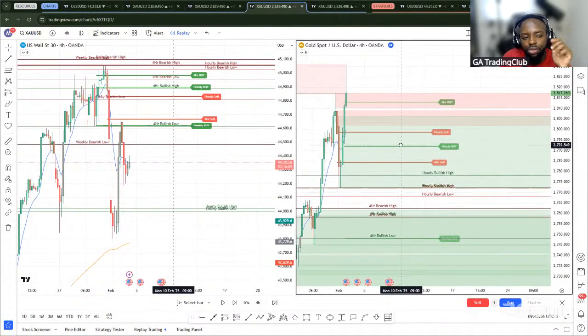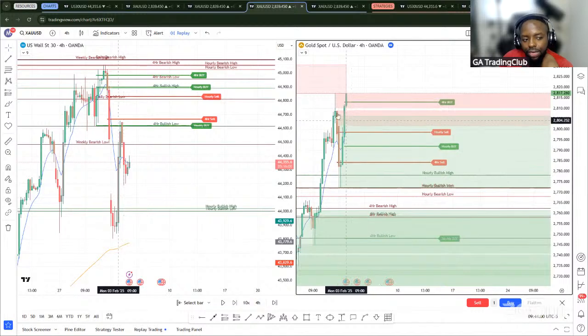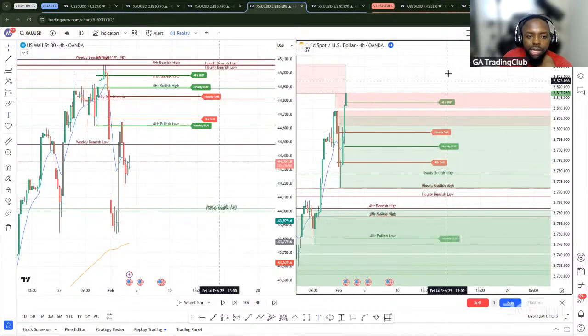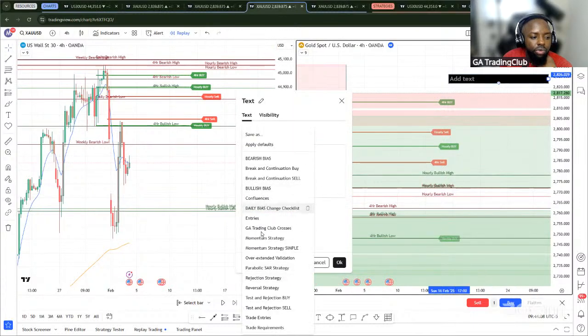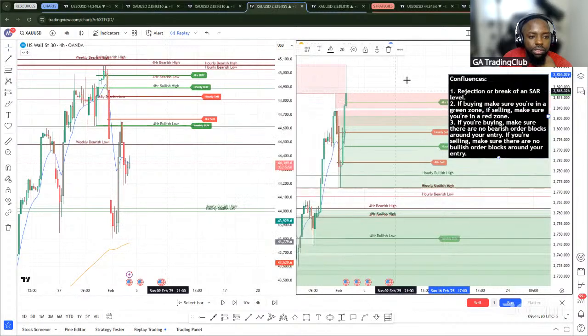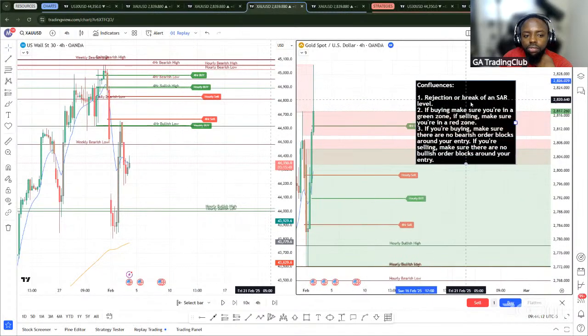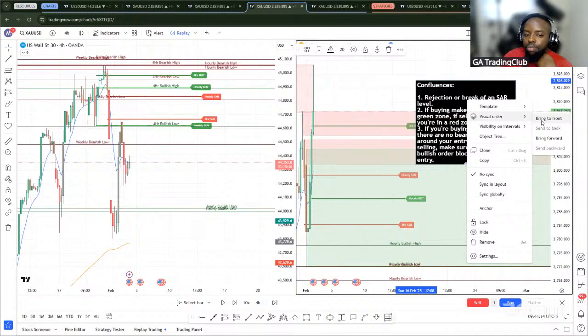So this is why I mentioned, for the break and continuation entries, you will rarely find them, because most of the time the break and continuation entries will not satisfy confluence number 2. So if we go back to the confluences for the break, because if you're doing a break, it means you're breaking structure, right? So if you're breaking resistance, you'll be fighting with sellers. If you're breaking support, you'll be fighting with buyers.